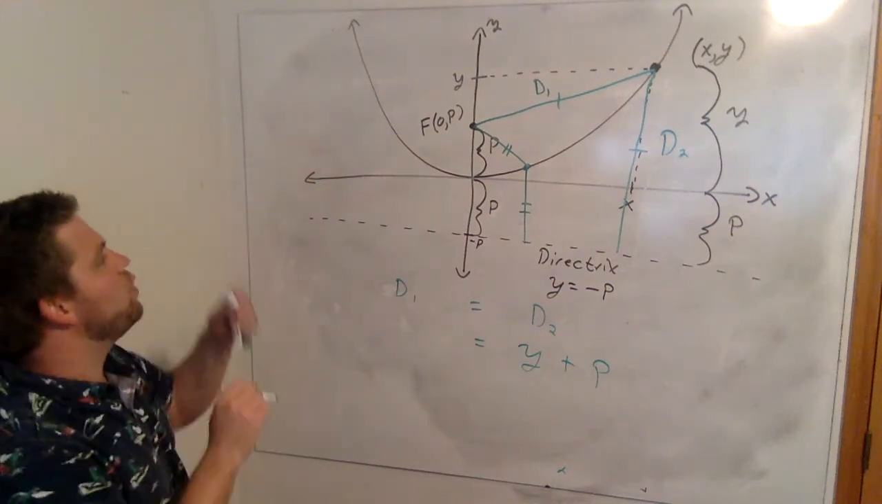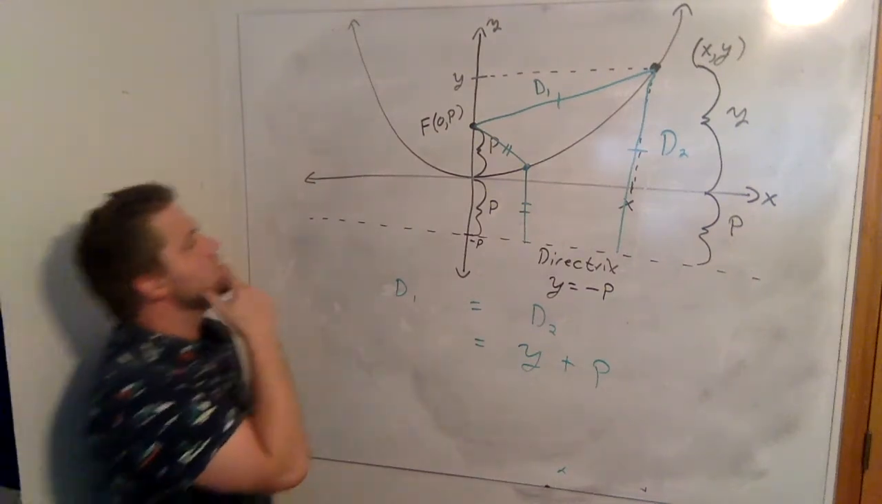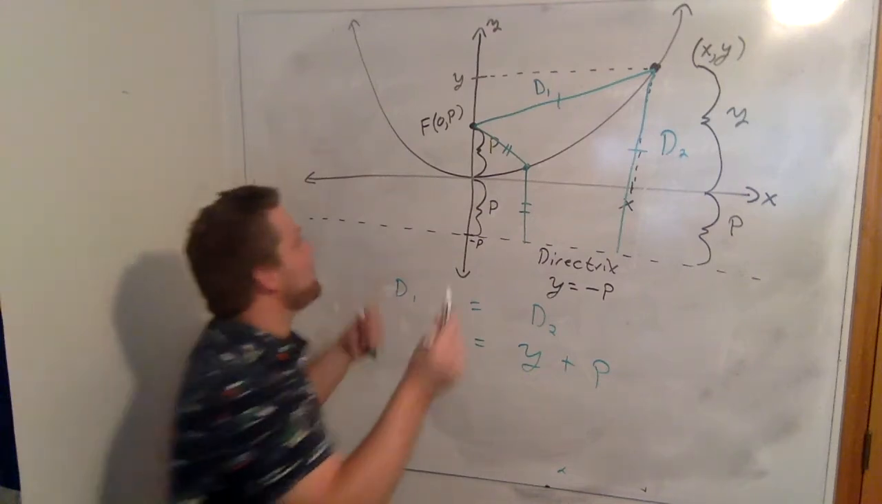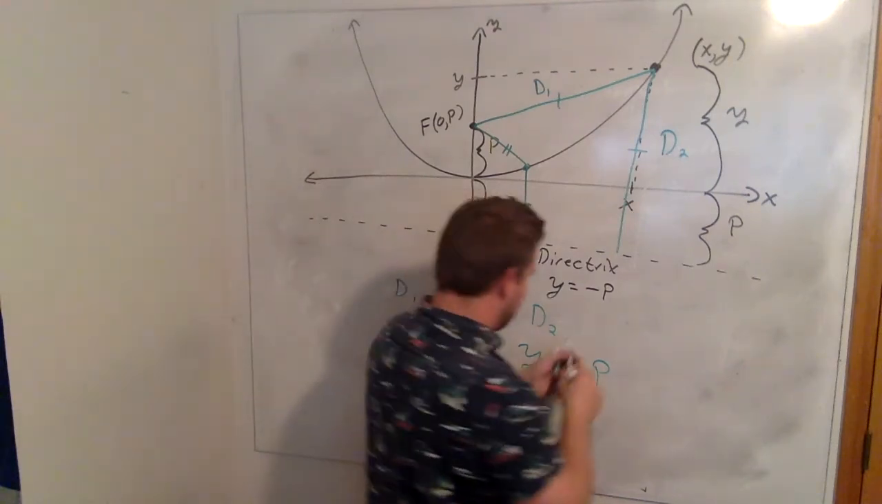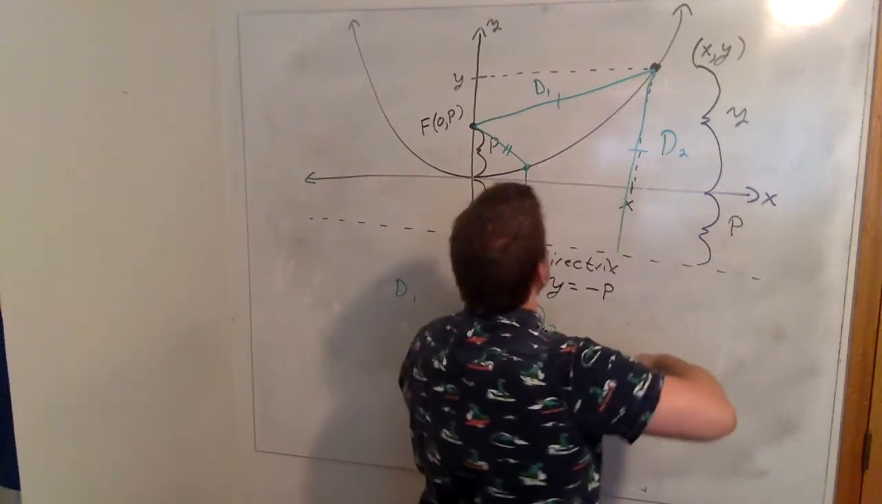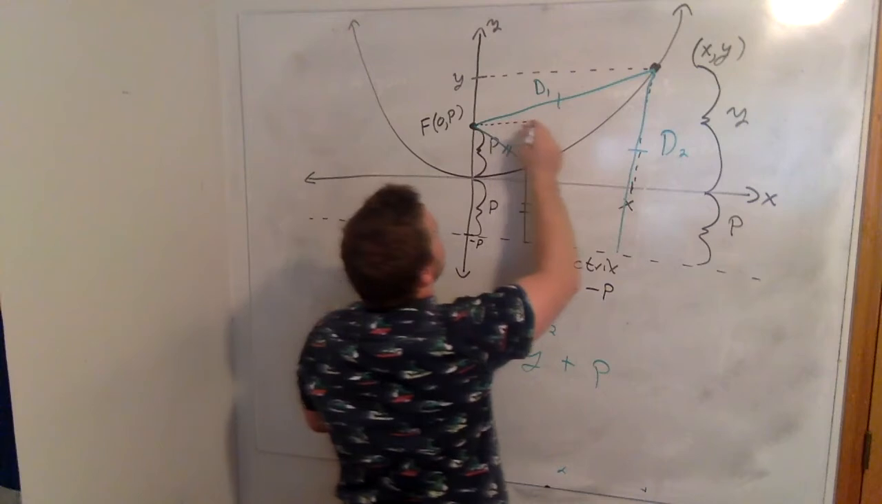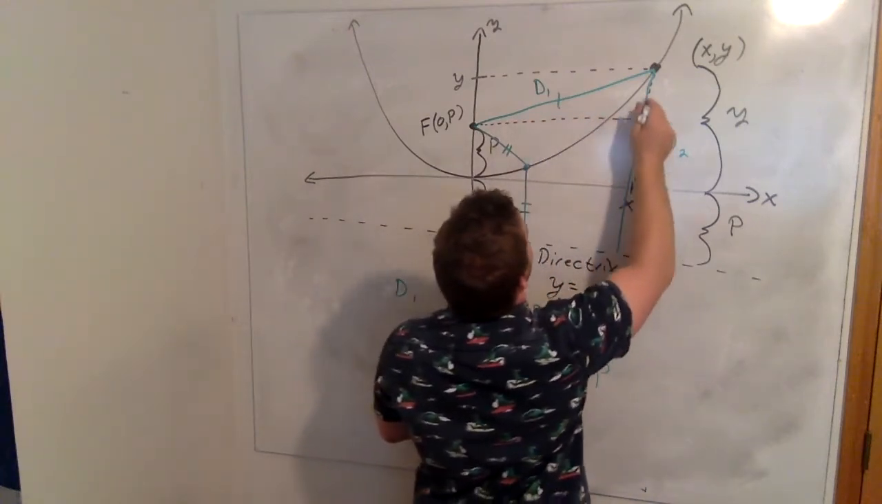What about D1? What can we do? Well, let's draw a right triangle. Maybe in blue. Look at this beautiful right triangle that we can create.